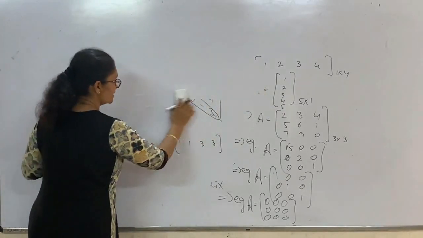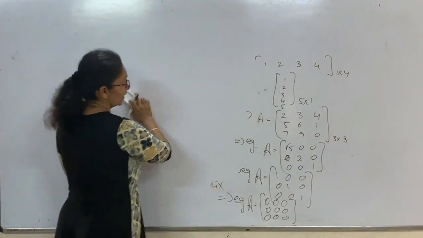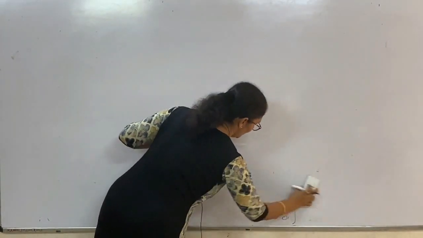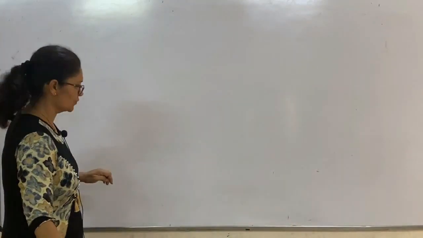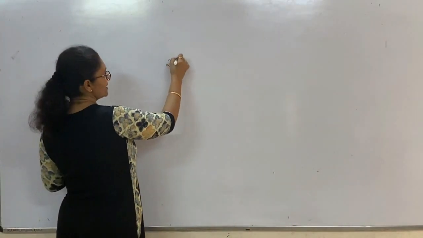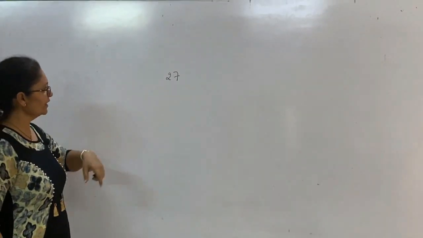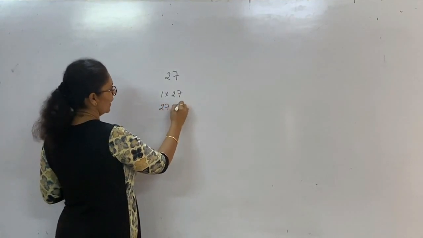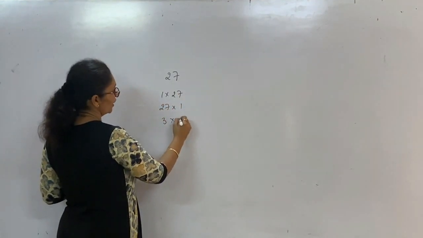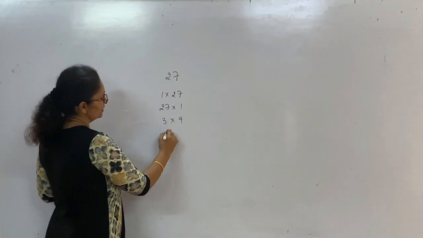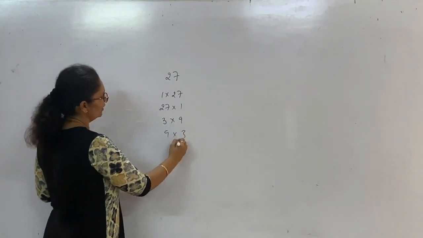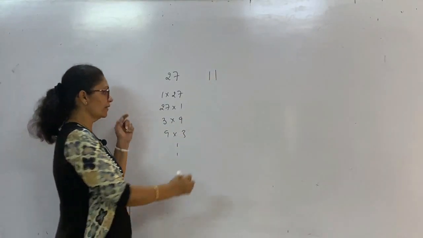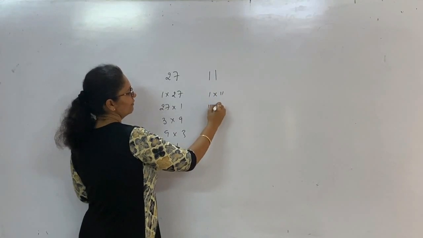Now we have already discussed equality of a matrix and all the types of a matrix. So we will discuss a few examples of it. Let's take the first example. Suppose we have 27 elements. How many ways can we write the matrix? 1 by 27, 27 by 1, then 3 into 9, then 9 into 3, all these ways we can write. But if we have 11 elements, then only two ways we can write, 1 into 11 or 11 into 1.